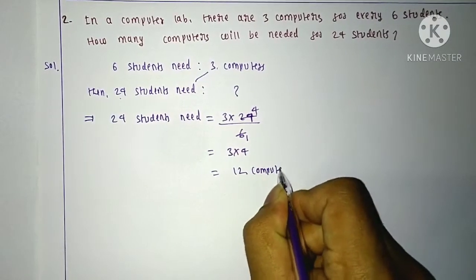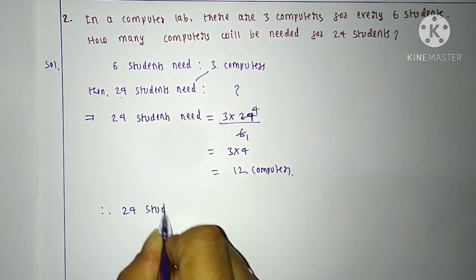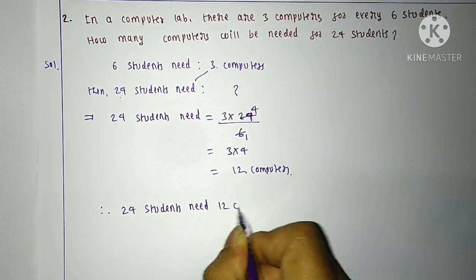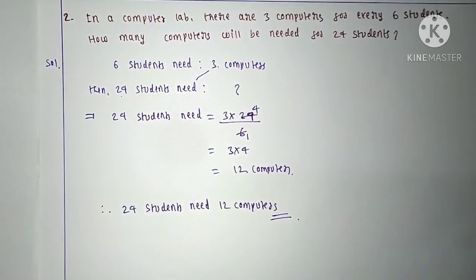So what we can say here, 24 students need 12 computers. So we can conclude here that 24 students need 12 computers, which is your required answer.